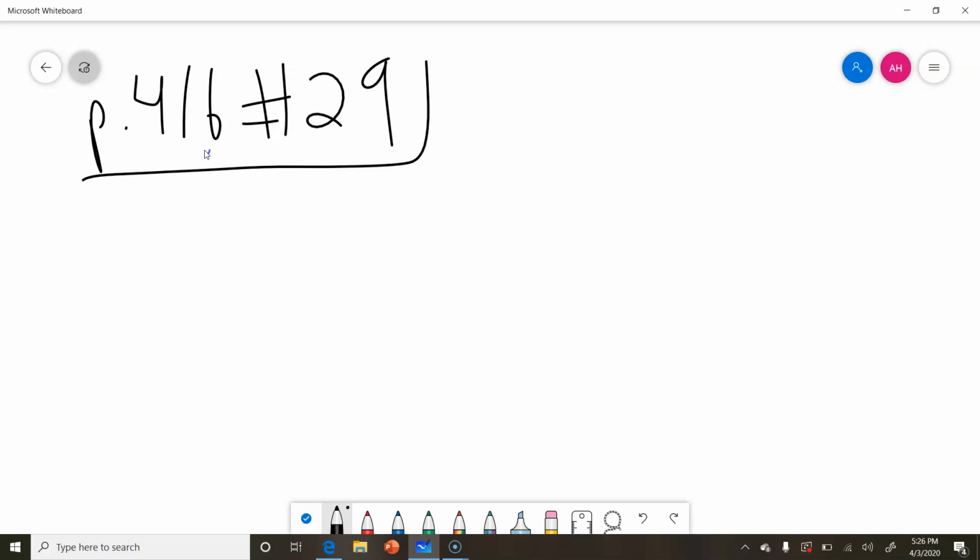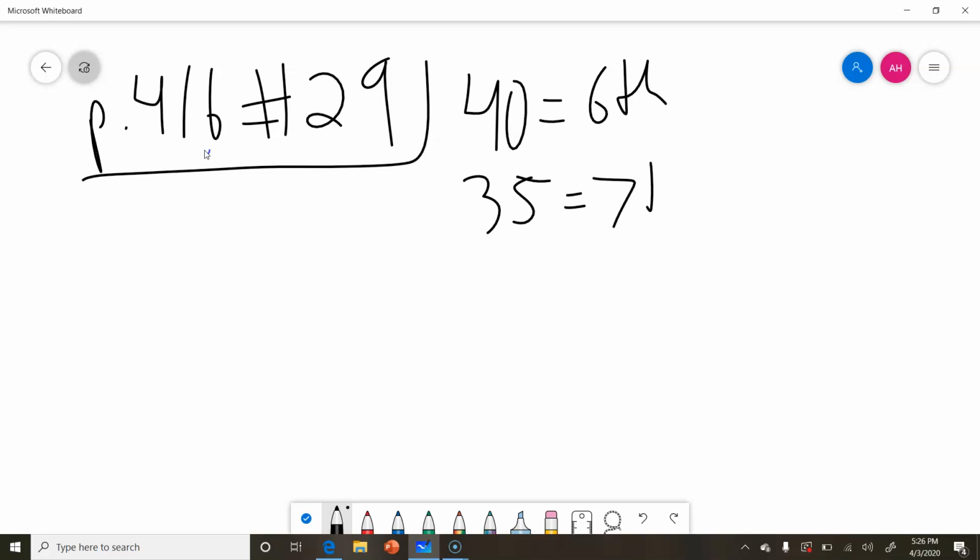So we're going to use this one as an example, okay? It says to make a pie chart looking at what you did on exercise 25. Well, exercise 25, so there were 40 in 6th grade. If you look back on there, there were 35 in 7th, and there were 25 in 8th, okay? So what we have to do first is find out how many there are total.